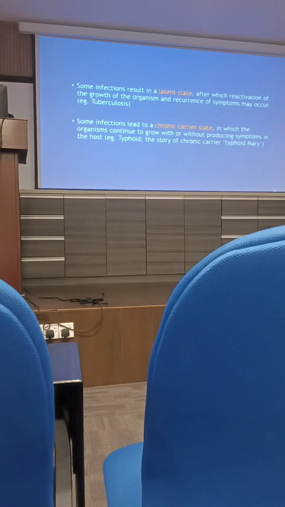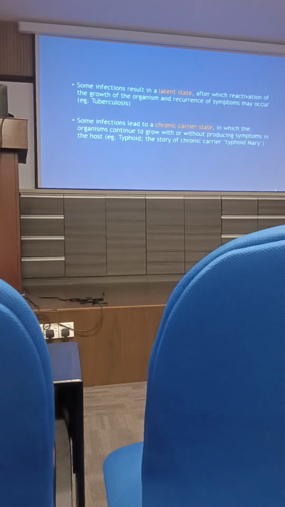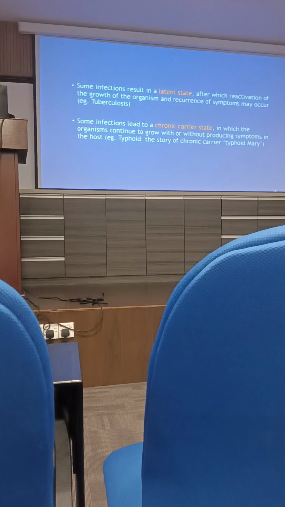Then some infections can also result in a latent state. For example, tuberculosis. Tuberculosis is caused by what bacteria? Mycobacterium. Tuberculosis can be present as a latent state or active state, right? When it's latent, that means there is a small amount of bacteria still present. An infection that maybe happened when a person is young, and then the symptoms are gone, but the bacteria can be present in small amount, and then later it can become active. So you call that a latent state.